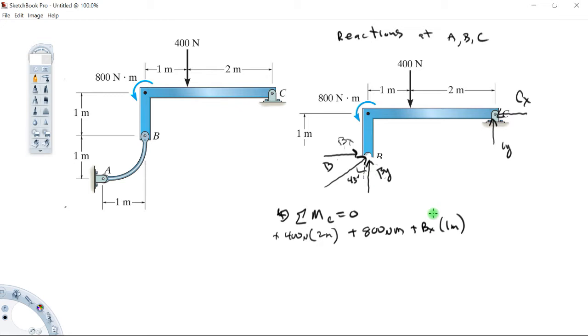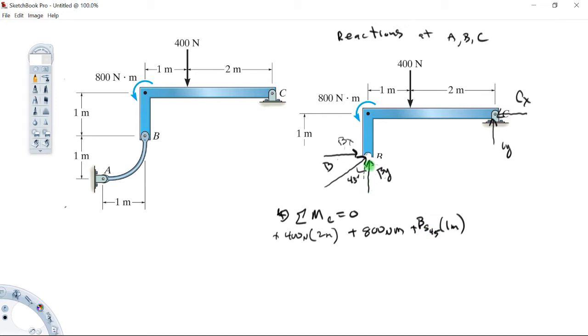And you know what I'm going to do here, in the place of Bx, I'm going to go ahead and write that as B times the sine of 45 degrees. B times sine 45. I'm doing that so I don't end up with two unknowns in this equation. If I use Bx and By, I'll end up with Bx and By in this equation. I want just one unknown. So I'm going to write that Bx as B sine 45.